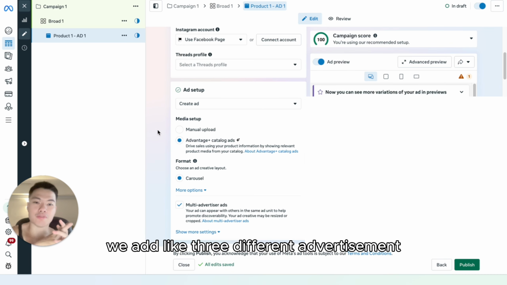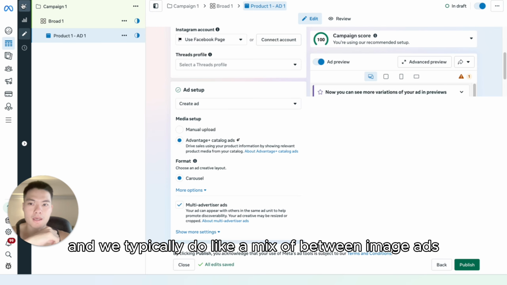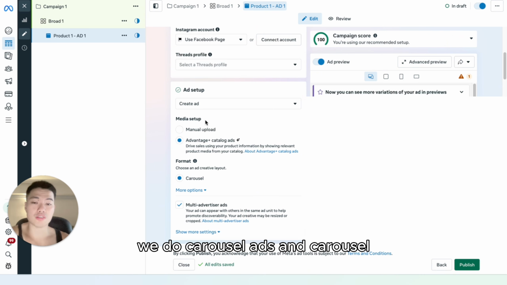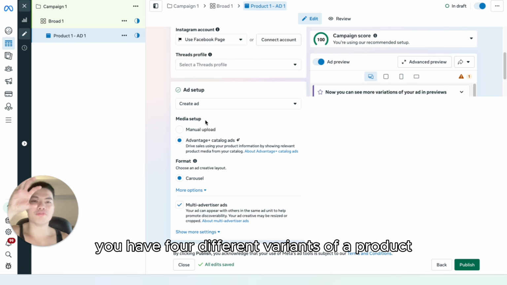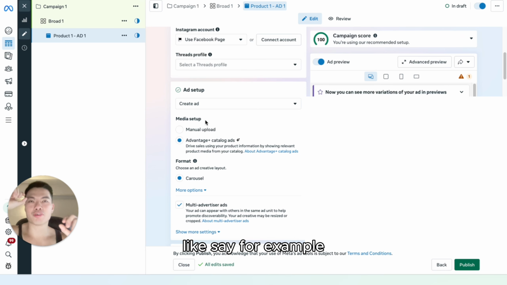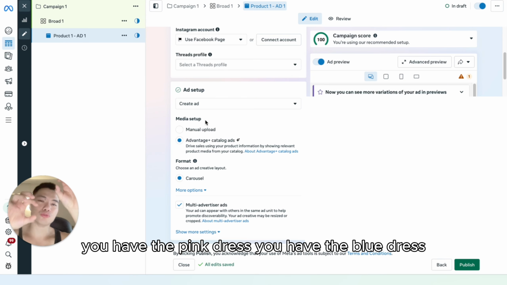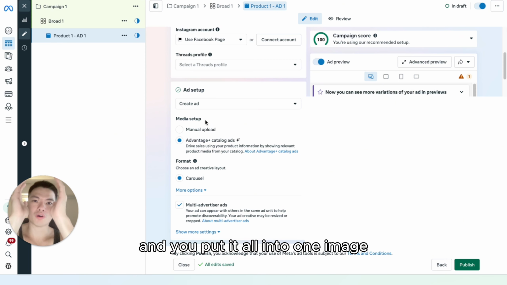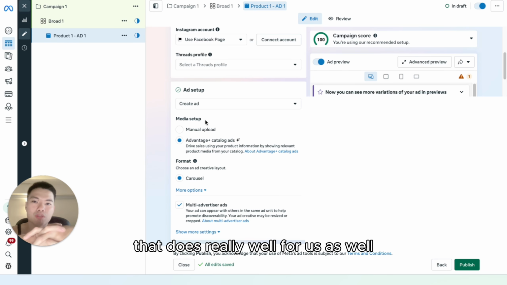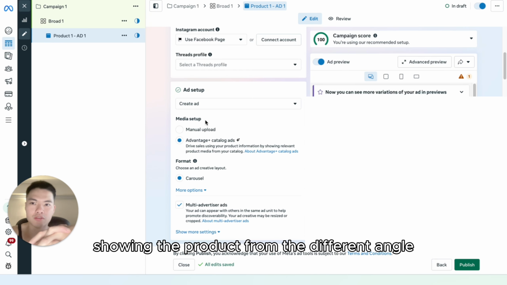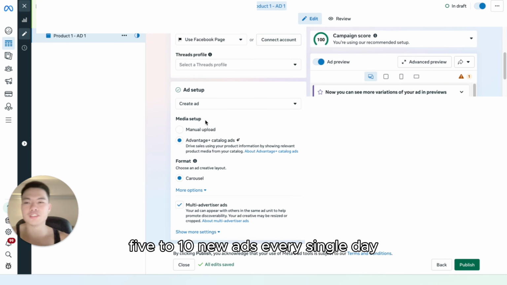You add 3 different advertisements for one product, and we typically do a mix of image ads, video ads work really well for us as well. We do carousel ads and collage ads. And collage is just basically, you have 4 different variants of a product. Say for example, you're selling a dress with different colors. You have a white dress, the pink dress, the blue dress, the red dress, and you put it all into one image. That does really well for us as well. So just a mix of different advertisements showing the product from different angles. And then you're launching 5 to 10 new ads every single day.